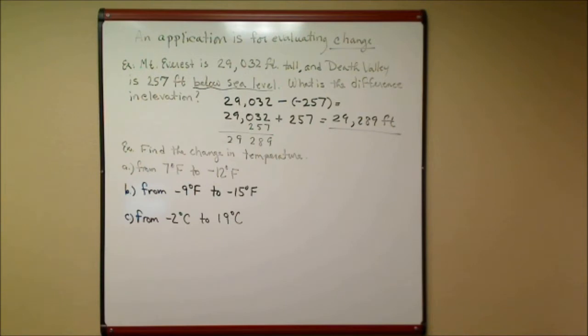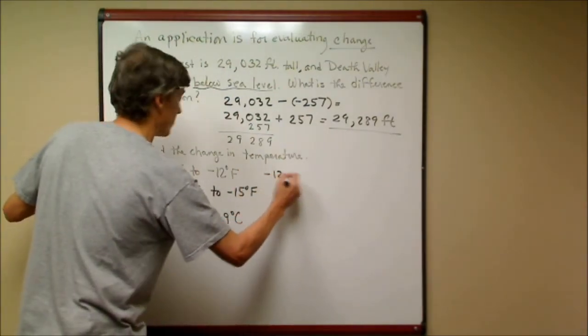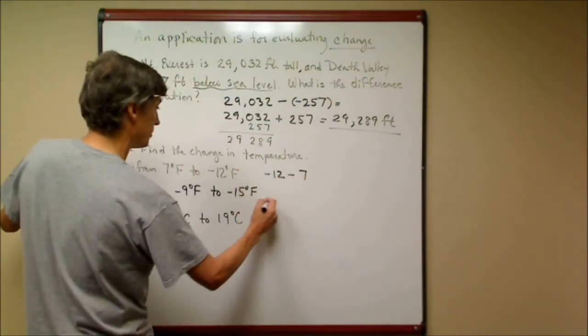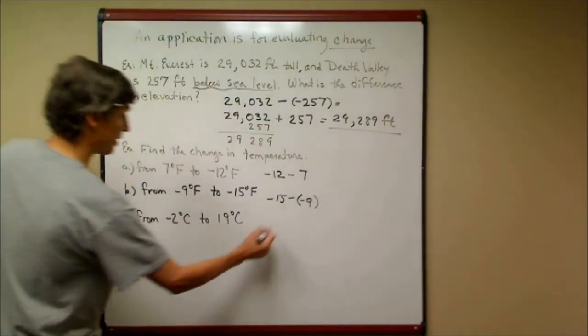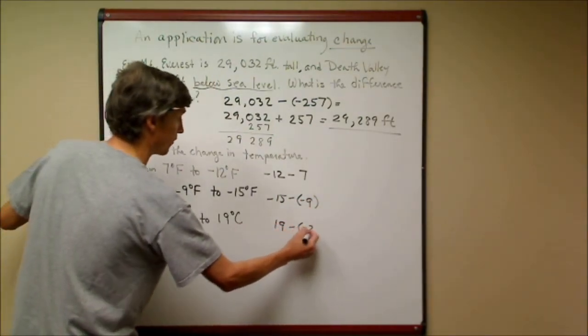The next three problems are all very similar. You're to find the change in temperature from one temperature to another temperature. You take the second one, you subtract the first one. You take the 'to', you subtract the 'from'. So this becomes negative 12 minus 7. This one becomes negative 15 minus a negative 9. And this last problem becomes 19 minus a negative 2.